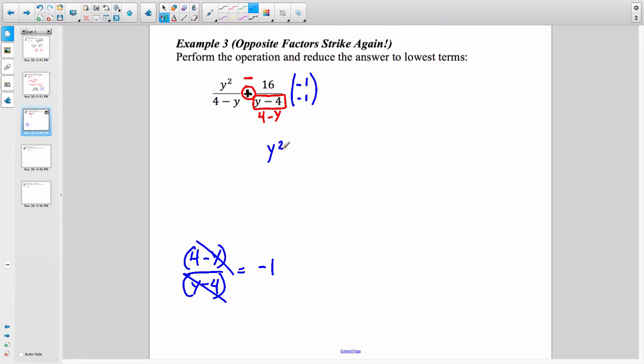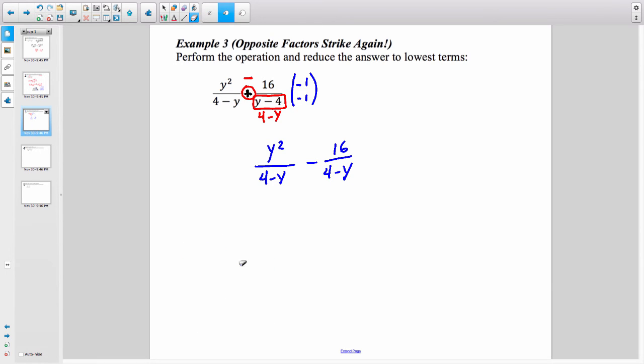I have y squared over 4 minus y, subtract 16 over 4 minus y. So now you would agree that the denominators are the same. So let's combine the tops over one common denominator. Y squared minus 16 over 4 minus y. Okay, that's the answer, but we will reduce to lowest terms.